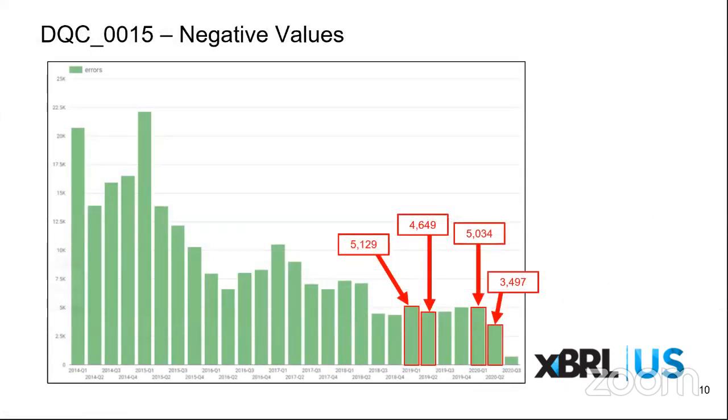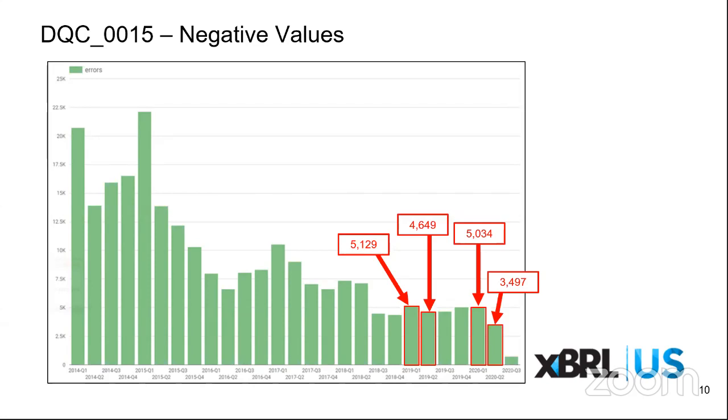This is DQC 15. It's a rule which identifies elements which should never have a negative value. We've made some exceptions to the rule. For example, values that are contained in the eliminations member of a consolidation can be negative. And the rule is updated annually for new elements added in each taxonomy. So version 12 of the rules added 145 elements from the 2020 taxonomy that should never be negative.